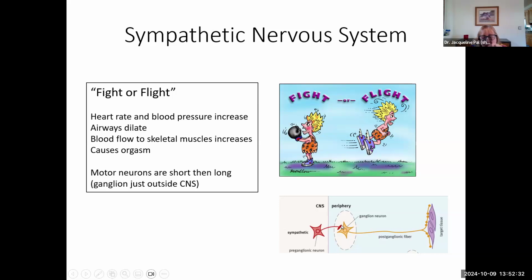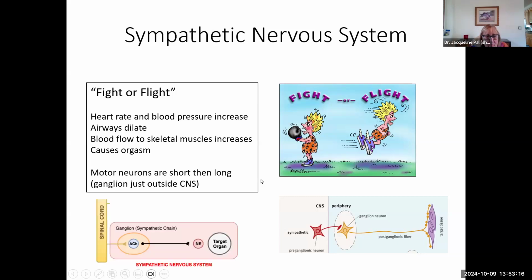Then the postganglionic neuron goes from there all the way to where it needs to go, to the target tissue, all the way to your heart, all the way to, not to the skeletal muscle for you to run away, but all the way to the blood vessel in the skeletal muscle. Okay, this is smooth muscle showing here, not skeletal muscle. All the way to the smooth muscle in your airways, all the way to the smooth muscle for you to have an orgasm. That postganglionic fiber is long, so we say it's short, then long.